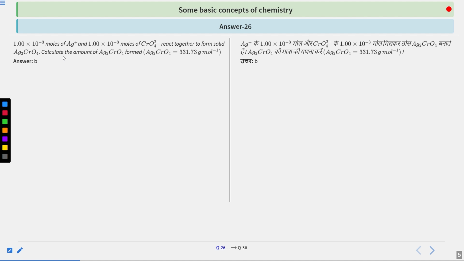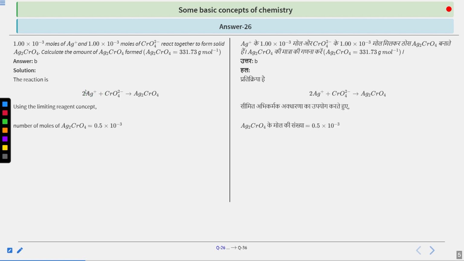The correct option is B for those who have solved the question. Now let us see the solution. For that, we will write the equation first of all. Now this is a balanced equation for the formation of Ag2CrO4 from its respective ions. So we have taken Ag plus ion, reacted it with CrO4 2 minus to give Ag2CrO4. Now this equation is balanced by multiplying the Ag plus ion by 2, because the Ag count is 2 on the right side, so we similarly multiply by 2 on the left side.